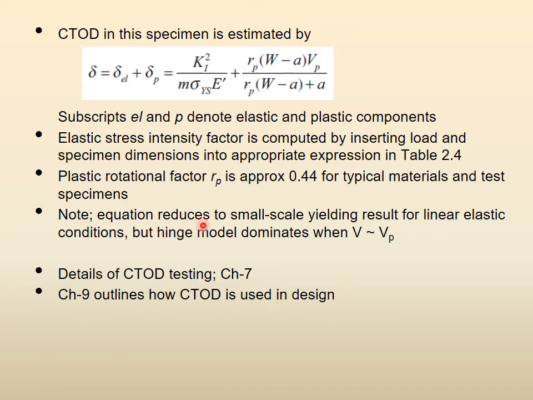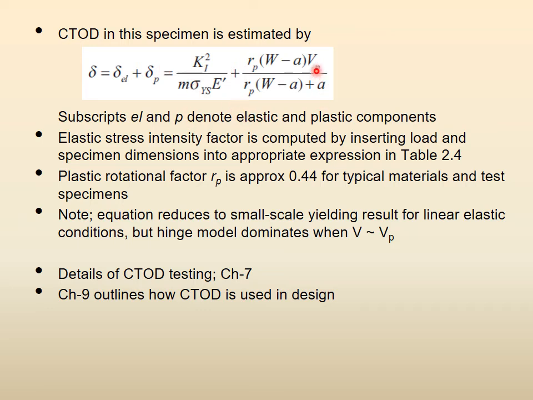Note, the equation reduces to the small scale yielding result for linear elastic conditions, but the hinge model dominates when V is mostly plastic. Remember, if linear elastic conditions are there, then this portion will go away, and the total delta will be the delta that we derived earlier. But in general, if it is a metal, and metals have good plasticity, at least significant plasticity, then this portion will be much larger than this portion.